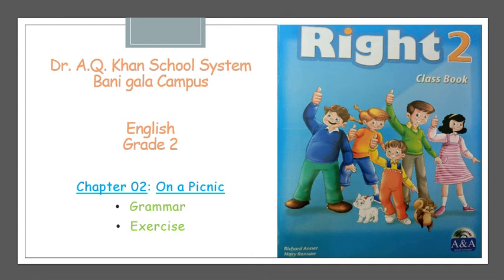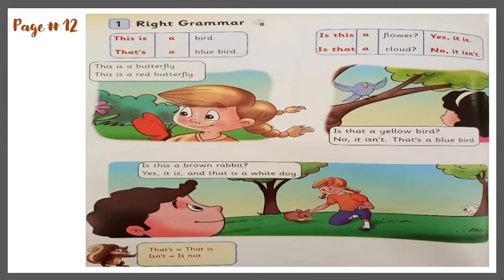Today we will start our chapter number 2 for grade 2 English. And what's the name of your chapter number 2? On a picnic. We have done the reading session and now we will start the grammar and exercise. Okay, you have to open your page number 12. Now let's see the conversation.